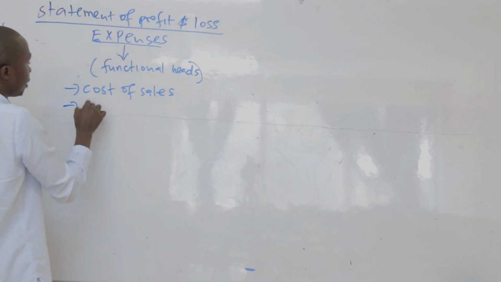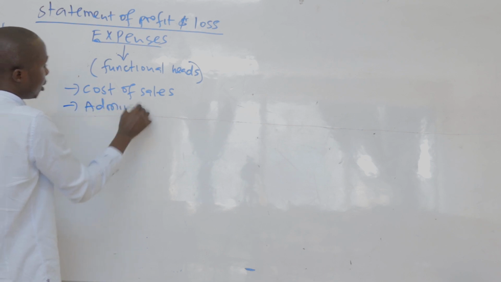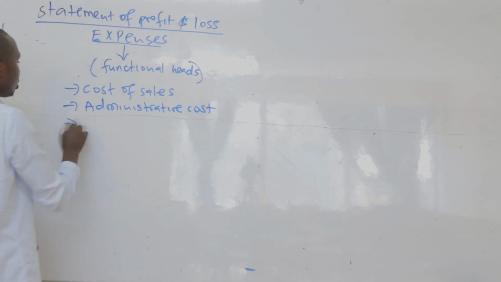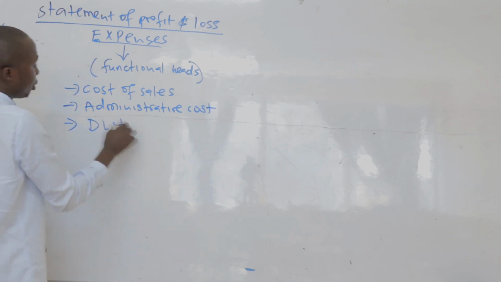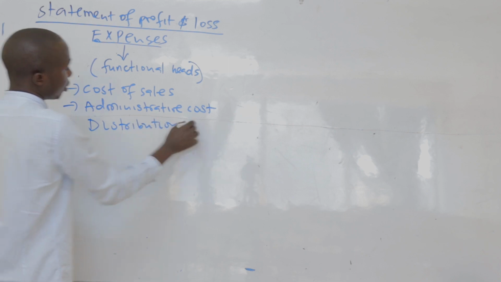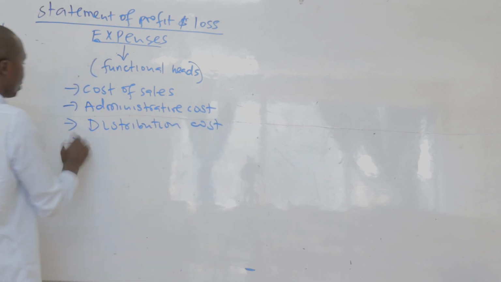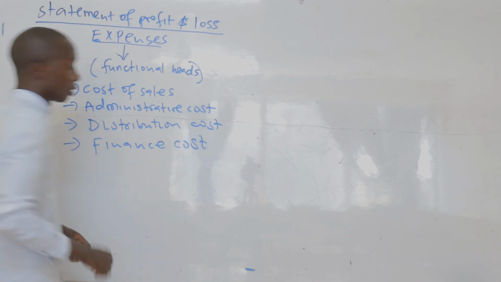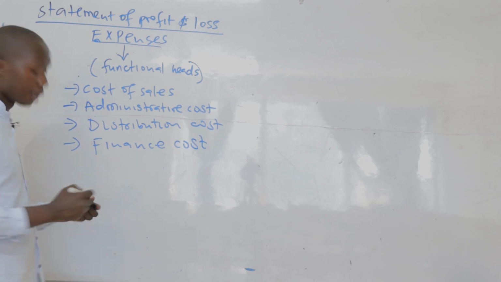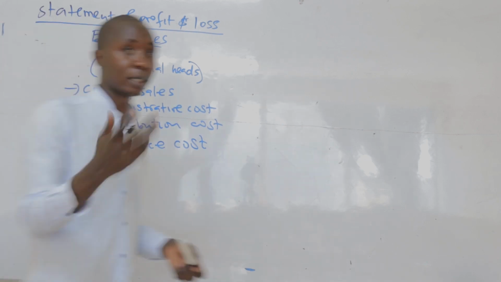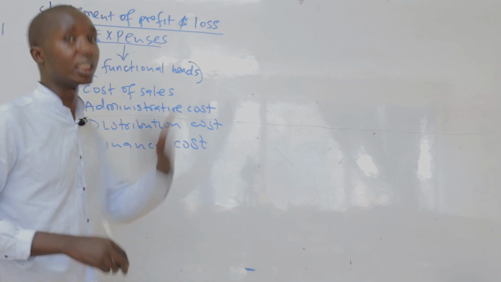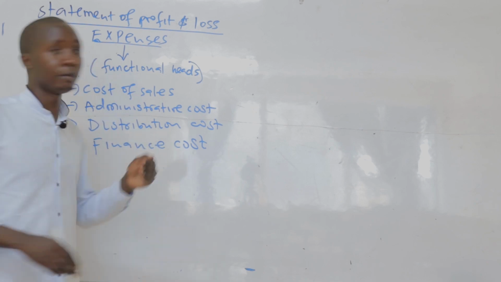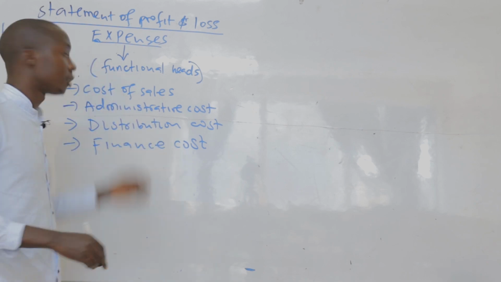Some expenses will be classified under administrative costs, some under distribution costs, and some expenses will go to the finance cost. This means that you don't have to show expenses individually in your statement. The expenses will be shown under the cost of sales, administrative costs, distribution cost and finance cost.